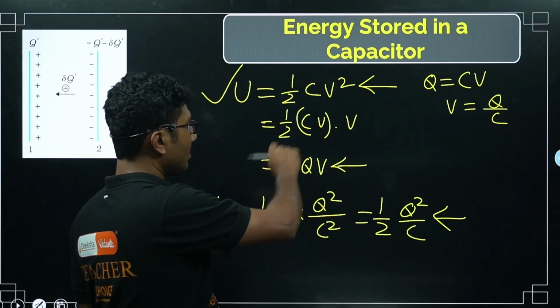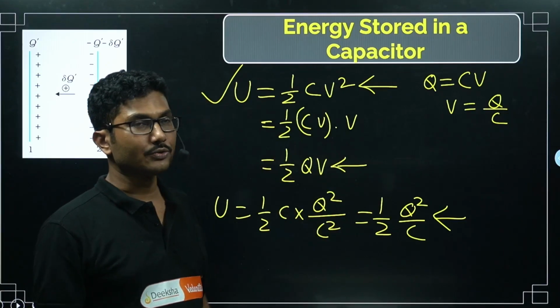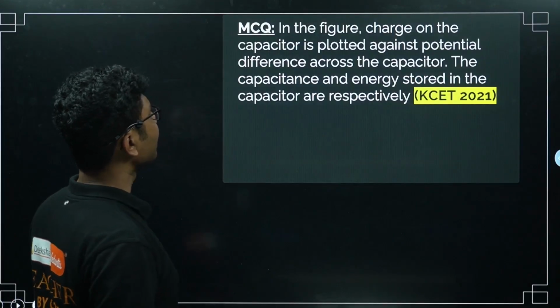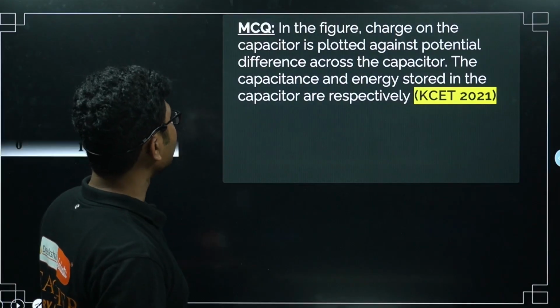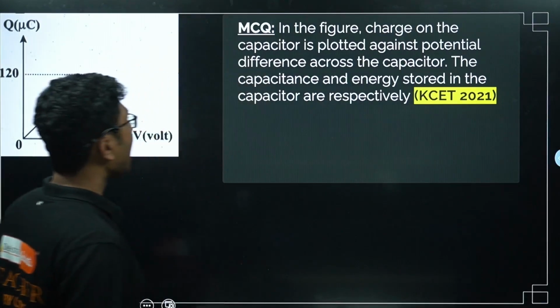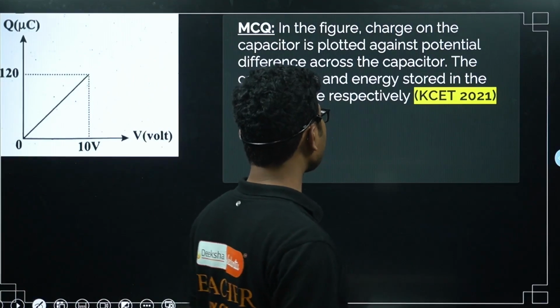Otherwise, if you remember half QV or half Q square by C, that is also sometimes useful for competitive exams only. For another KCET question, in the figure, charge on the capacitor is plotted against the potential difference across the capacitor. The capacitance and energy stored in the capacitor are respectively.